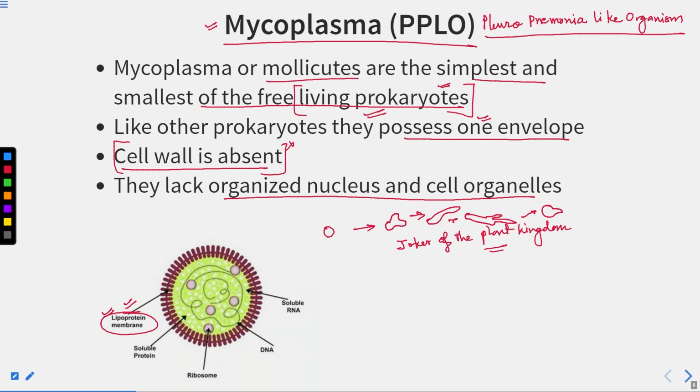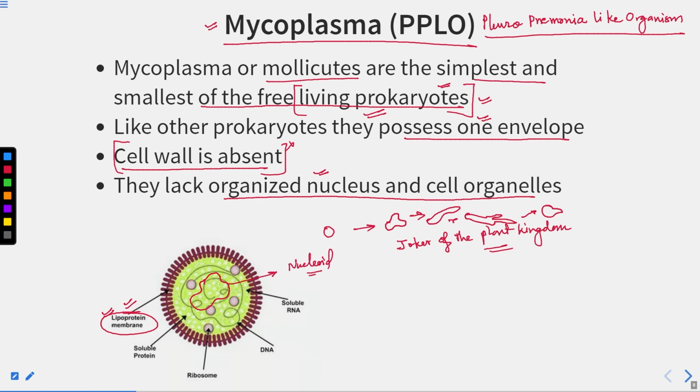Right? So yeah, this is the joker of the plant kingdom. They lack an organized nucleus. So no nucleus, as in the prokaryote. No well organized nucleus is present. Instead, the content of the nucleus is present in the cytoplasm itself. And you can see here this central chromosome is present in the center only, in the cytoplasm, and that is called the nucleoid, right?